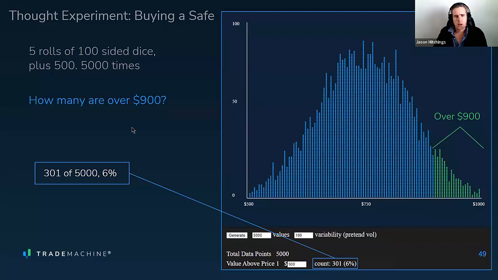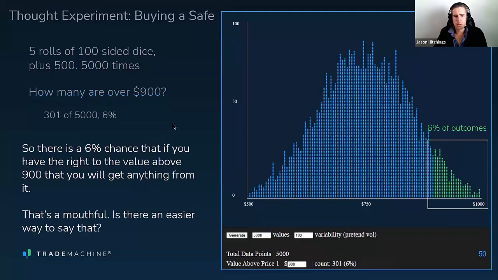So in terms of options, you might say that if you have a 900 strike call, meaning you can take the value above 900, you had a 6% chance of that call ending up in the money. So a 6% chance that there's a value above 900 that you'll get something from it.